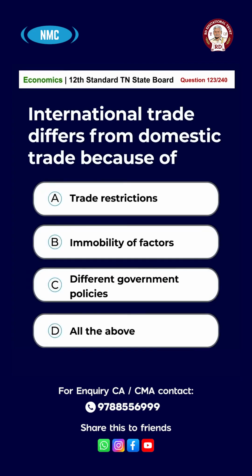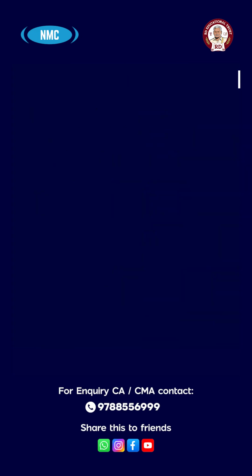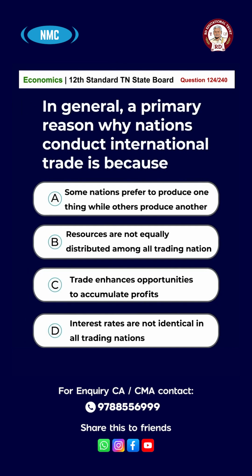Question number 123. International trade differs from domestic trade because of A. Trade restrictions, B. Immobility of factors, C. Different government policies, D. All the above. The answer is option D. All the above. Question number 124. In general, a primary reason why nations conduct international trade is because A.